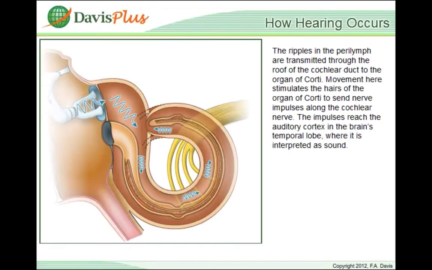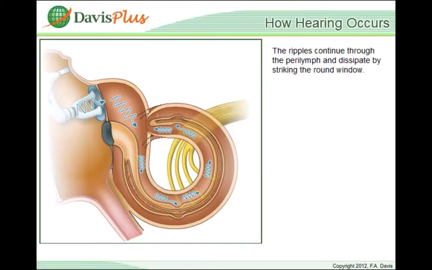The ripples in the perilymph are transmitted through the roof of the cochlear duct to the organ of Corti. Movement here stimulates the hairs of the organ of Corti to send nerve impulses along the cochlear nerve. The impulses reach the auditory cortex in the brain's temporal lobe, where it is interpreted as sound. The ripples continue through the perilymph and dissipate by striking the round window.